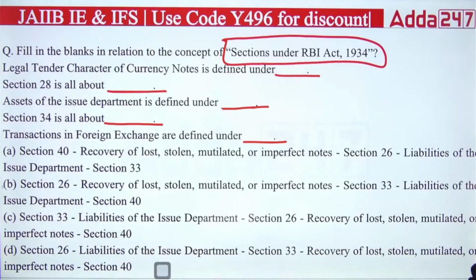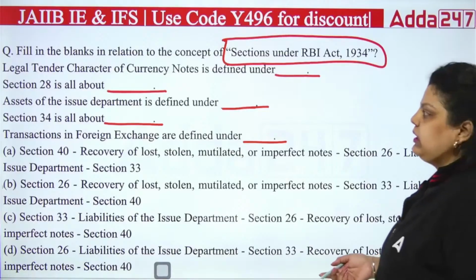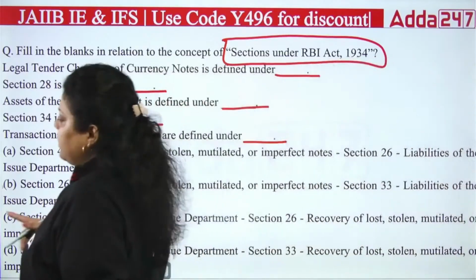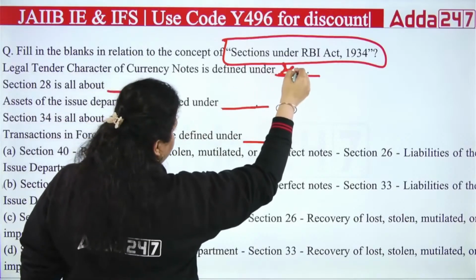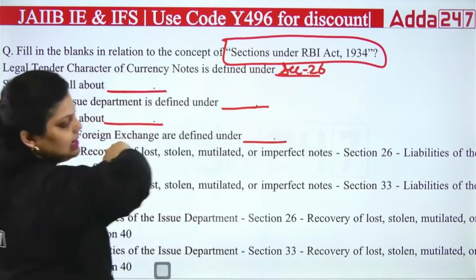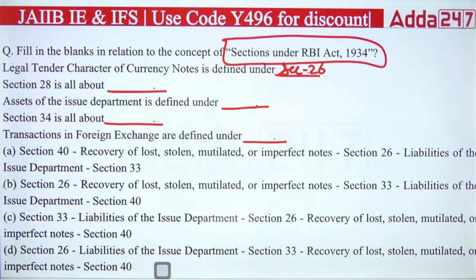So first you can eliminate the options. If we talk about the legal tender character of currency note, which section defines it? If you know the section of the first one, you can easily eliminate 1 or 2 options, or more than that also. So first of all, it is defined under section 26. Section 26 of RBI Act 1934 talks about the legal tender character of currency notes. So you can eliminate option A. You can eliminate option C. So 2 options have been eliminated. It can be either B or, sorry, D.